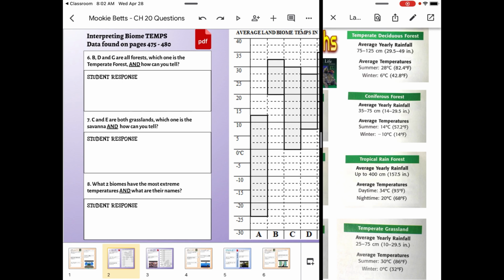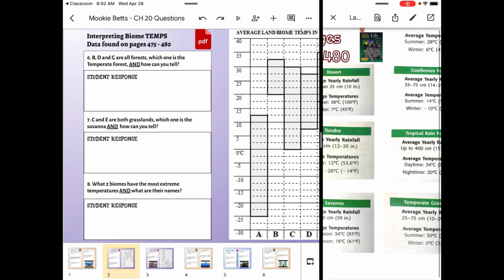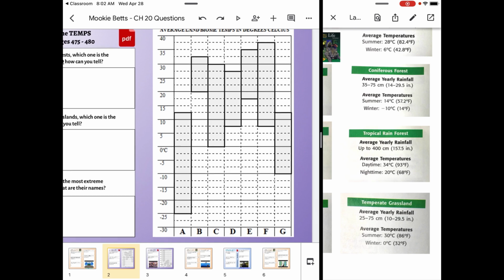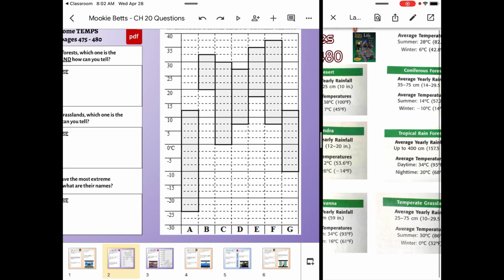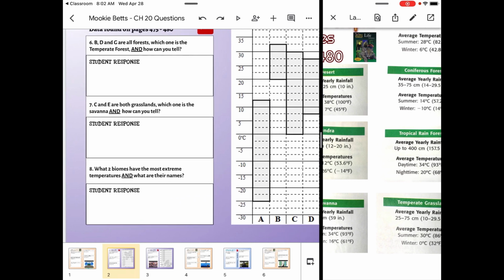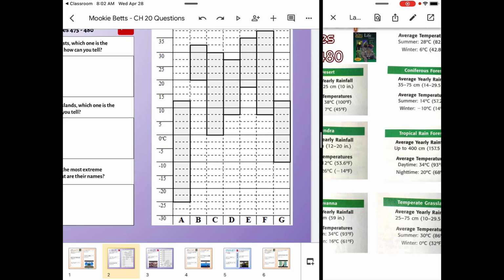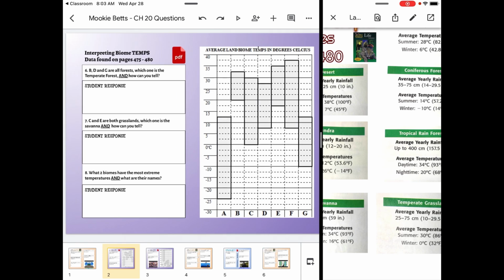Then we have C and D are both grasslands, so that's the savanna and the temperate grassland. So there's temperate grassland, there's savanna down at the bottom. And you would have to say which one is the savanna and how can you tell? So we'd have to look at their temperatures and compare the Celsius temperatures of a savanna to a temperate grassland. And what 2 biomes are the most extreme in temperatures and what are their names? So most extreme means they have the craziest temperatures. And my hint to you is it's going to be the 2 biomes we haven't talked about yet.